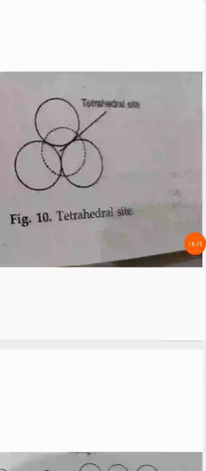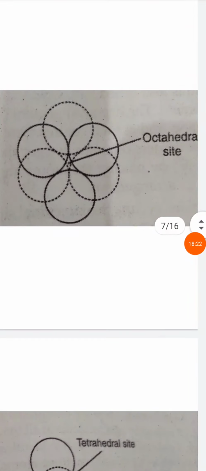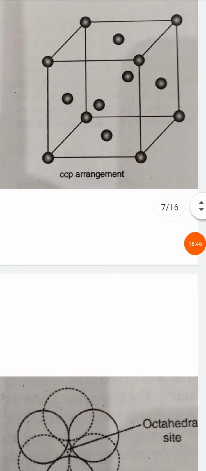And in octahedral sites, an octahedral site is formed at the center of 6 spheres, the centers of which form a regular octahedron. It is clear that an octahedral site is formed by 2 sets of equilateral triangles which point in opposite directions. Now, what are ionic structures?